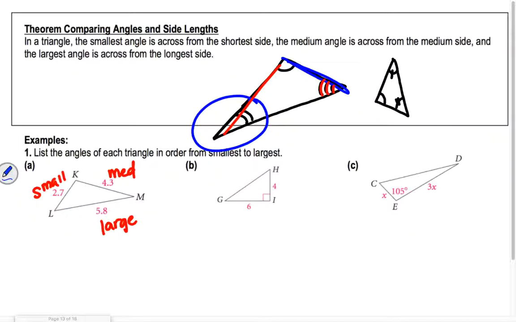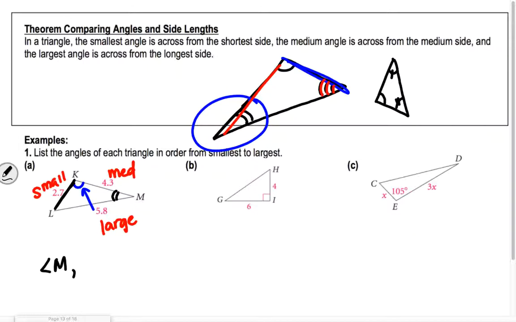So across from the large side is the largest angle. Across from the medium side is the medium angle. And across from the small side is the small angle. Okay, so if I want to list it from smallest to largest, my smallest angle is what? Angle K, L, or M? M. Do you guys see it? So this is my small side, so across from it is my small angle.